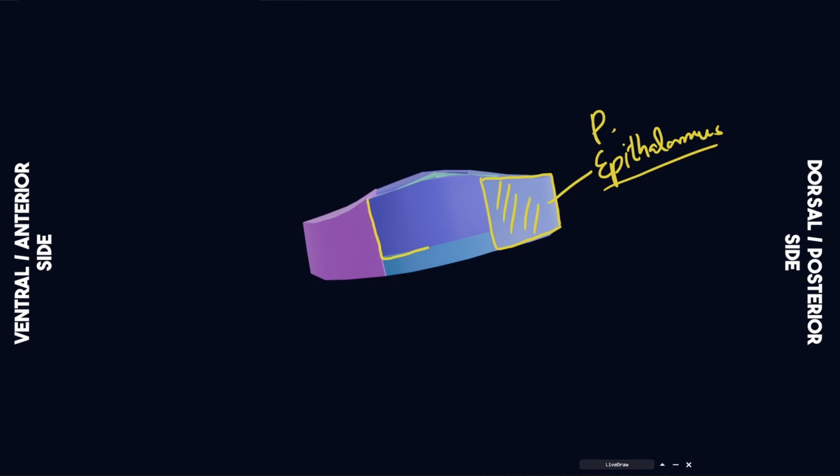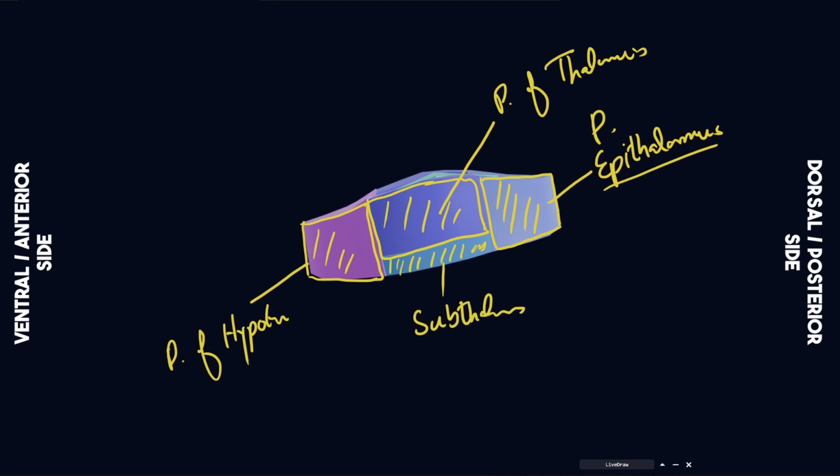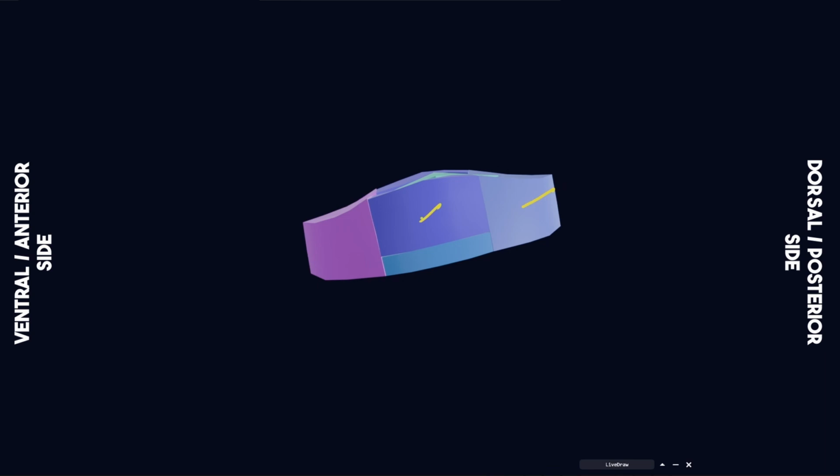Then this relatively bigger part is the primordium of the thalamus. And this part, which is near the floor plate, this is, by the way, where there was the floor plate. This is the primordium of the hypothalamus, and here this small part is the primordium of the subthalamus, right? So now these structures are going to form the epithalamus, the thalamus, subthalamus and hypothalamus.